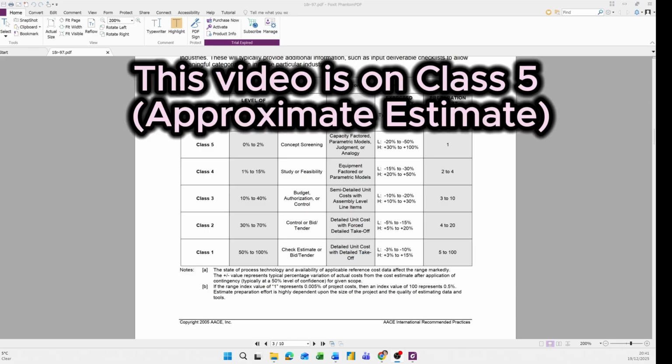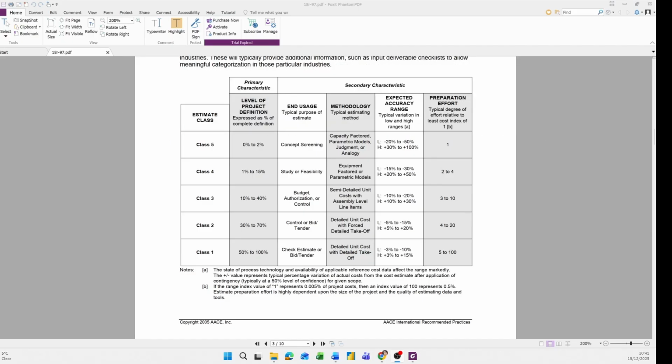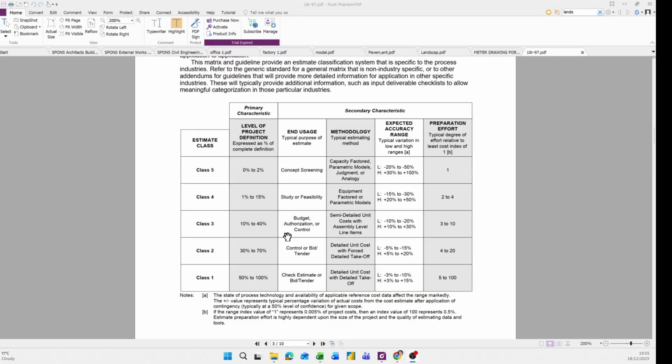AACE International provides a classification system for cost estimation. According to the system, there are five types of estimate, each prepared at a different stage of the project life cycle. They are class 5, class 4, class 3, class 2, and class 1.